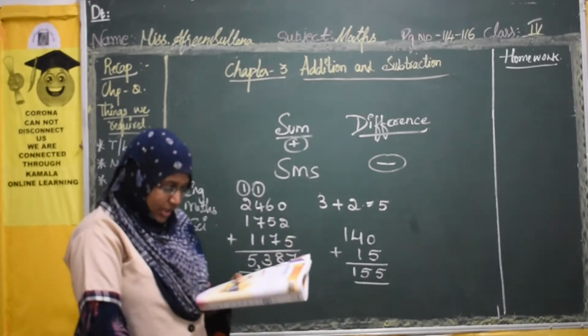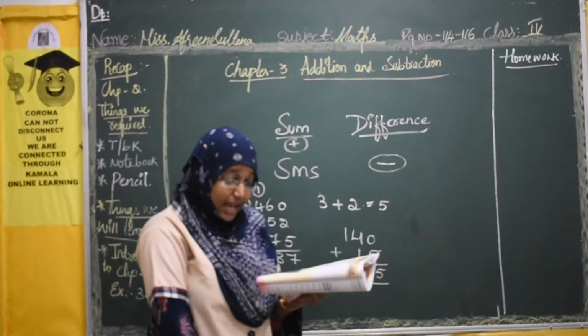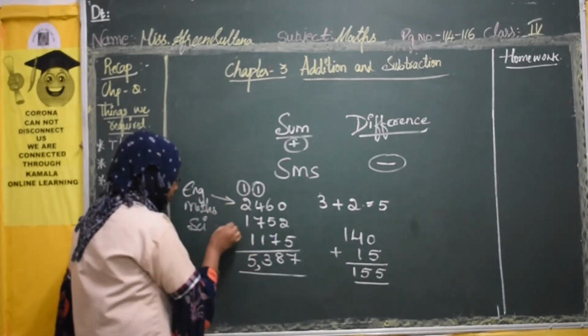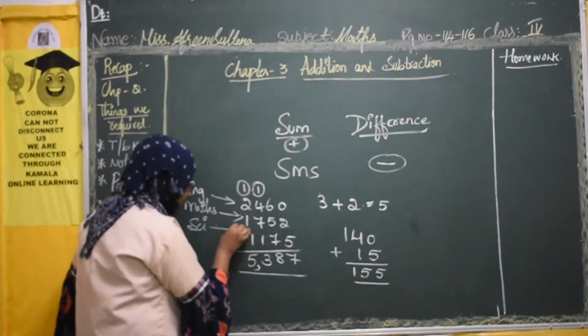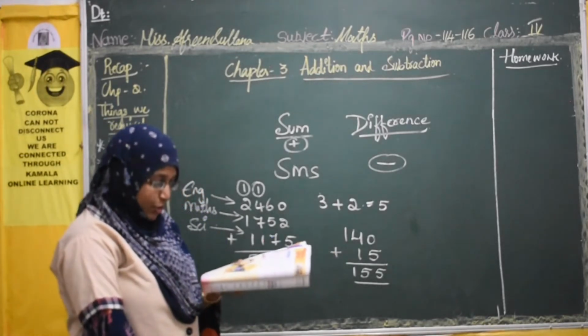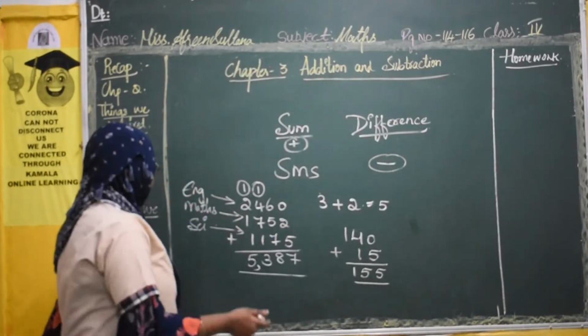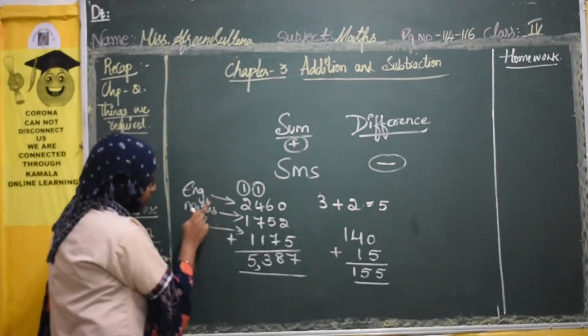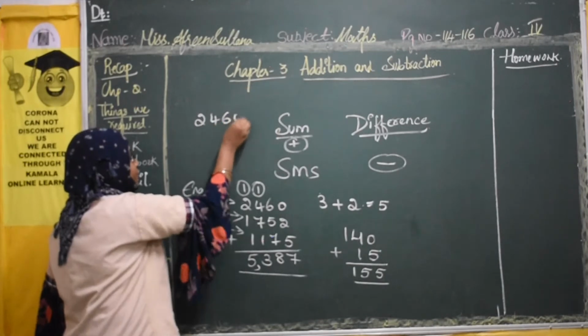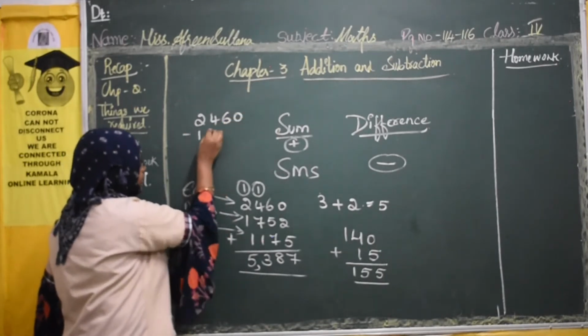Next, there are dash more books of English than maths books. They are asking, see they gave English books are 2,460, maths books are 1,752 and science books are 1,175. So how many more books are there of English than maths? What will you do here? Subtraction. 2,460 minus 1,752.